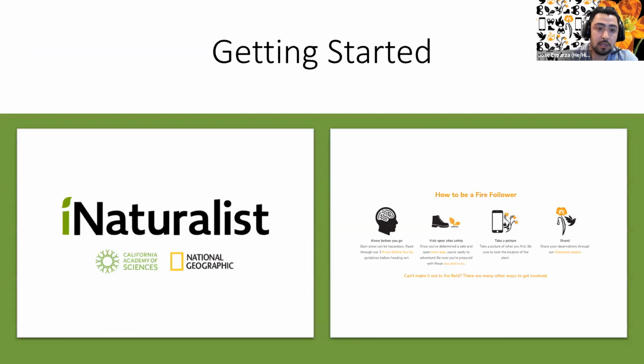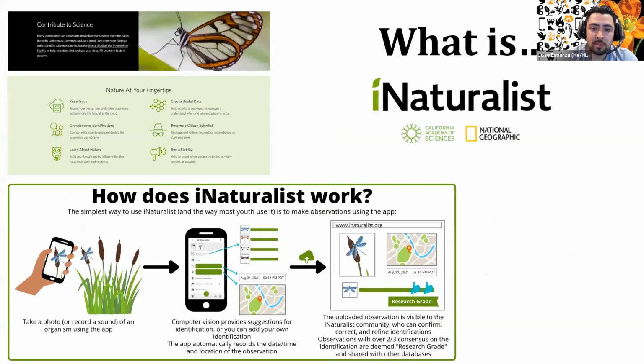So getting started is pretty easy, and all it takes really is an understanding of what iNaturalist is and how it's used. Now, as I mentioned before, we do utilize iNaturalist to upload our observations. So iNaturalist is essentially a website and phone app. How it works is you make an observation by taking a photo of an organism. You upload that observation onto the app where the AI will generate a suggestion for identification. And then the last thing is, the iNaturalist community can either confirm, correct, or refine your ID to help it reach research grade.